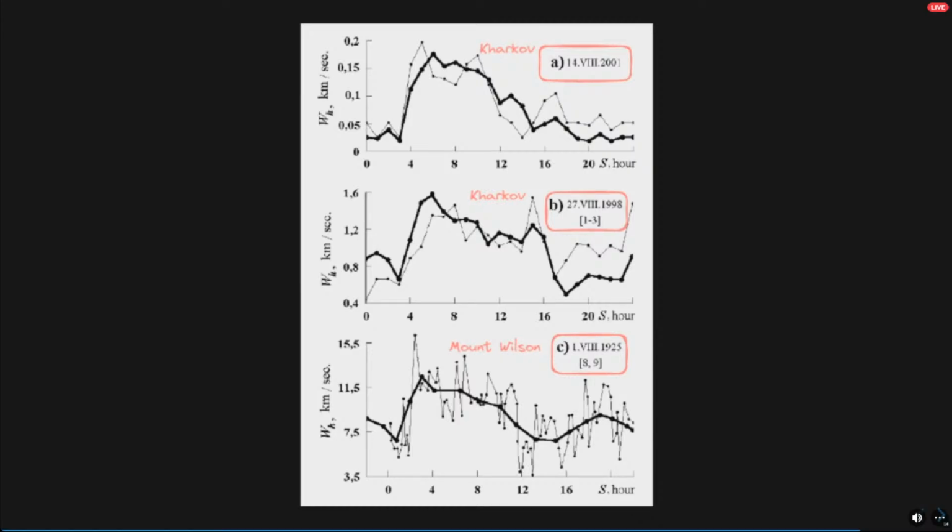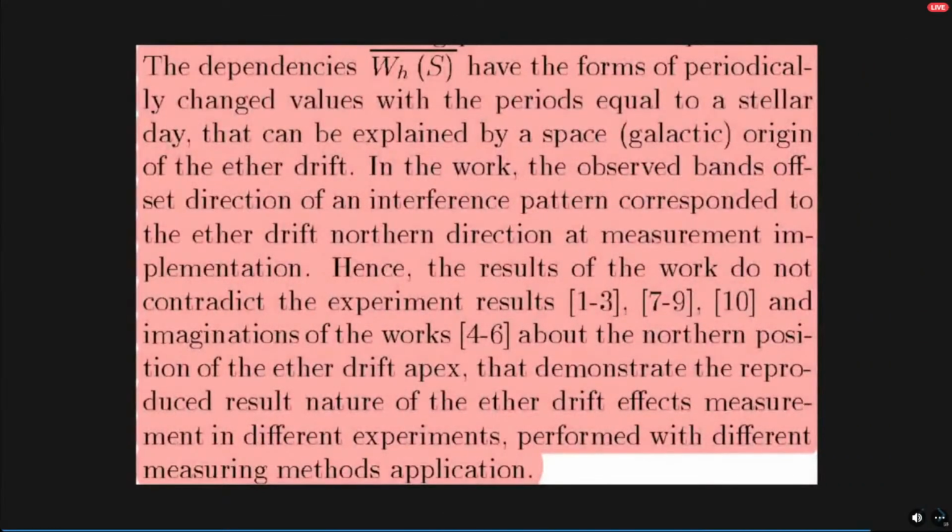And then the other one is Mount Wilson. So that's Miller doing his runs, and we're seeing the exact same pattern from 1925 all the way to 1998 and 2000, same times a year, same periodicity of the events. So Miller's results were reproduced.